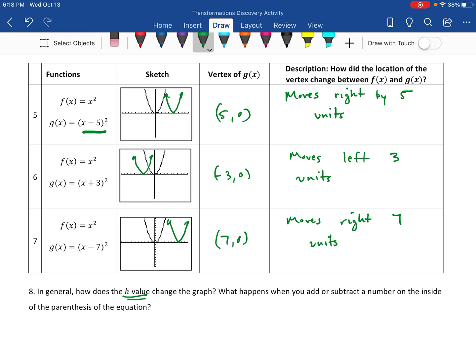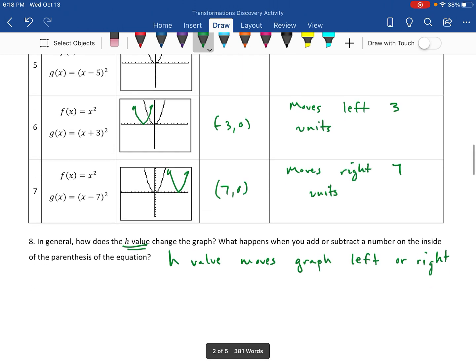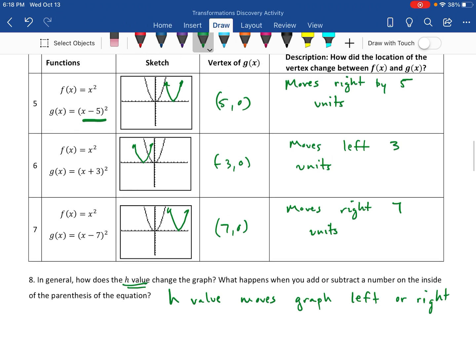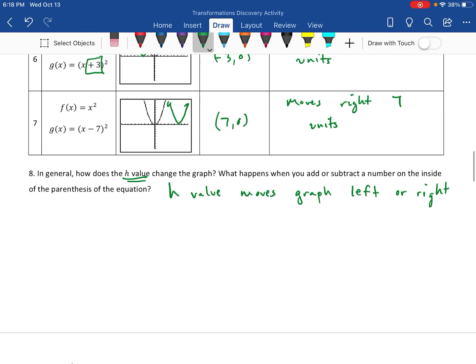Okay, so now on this table with the h value, how does that change my graph? Now before with the k value, we went up and down. Now the h value moves the graph either left or right. Now, what does that depend on? The one that moved left was my middle one, number 6. Inside of the parentheses, you can tell that I was adding something. So to move left, you have to add something. And to move right, you would have to subtract something.